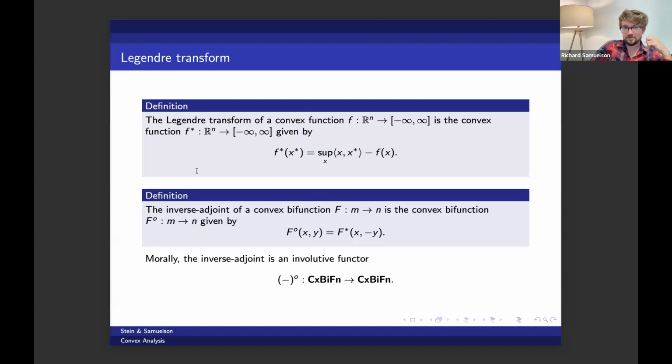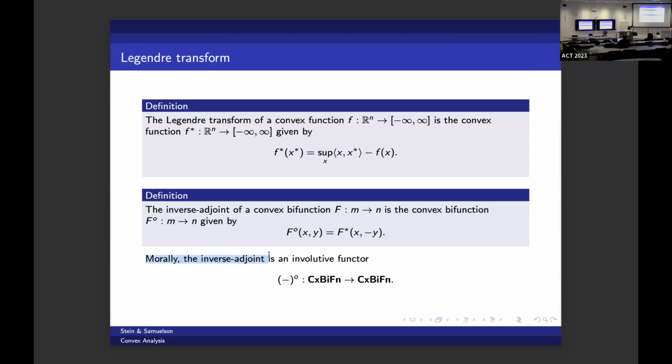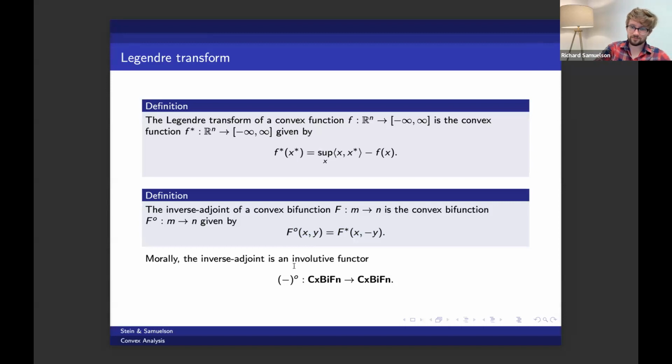This transform can be extended to bifunctions via what Rockafellar calls the inverse adjoint operation. It's kind of a weird name, but it's called this because in Rockafellar's mind, this was composed of two operations, which produce a single transform. But we're going to think of it as just one. So a convex bifunction can be transformed into another convex bifunction through this formula. And the claim that I'm going to make is that morally, the inverse adjoint is an involutive endofunctor that takes convex bifunctions to convex bifunctions.